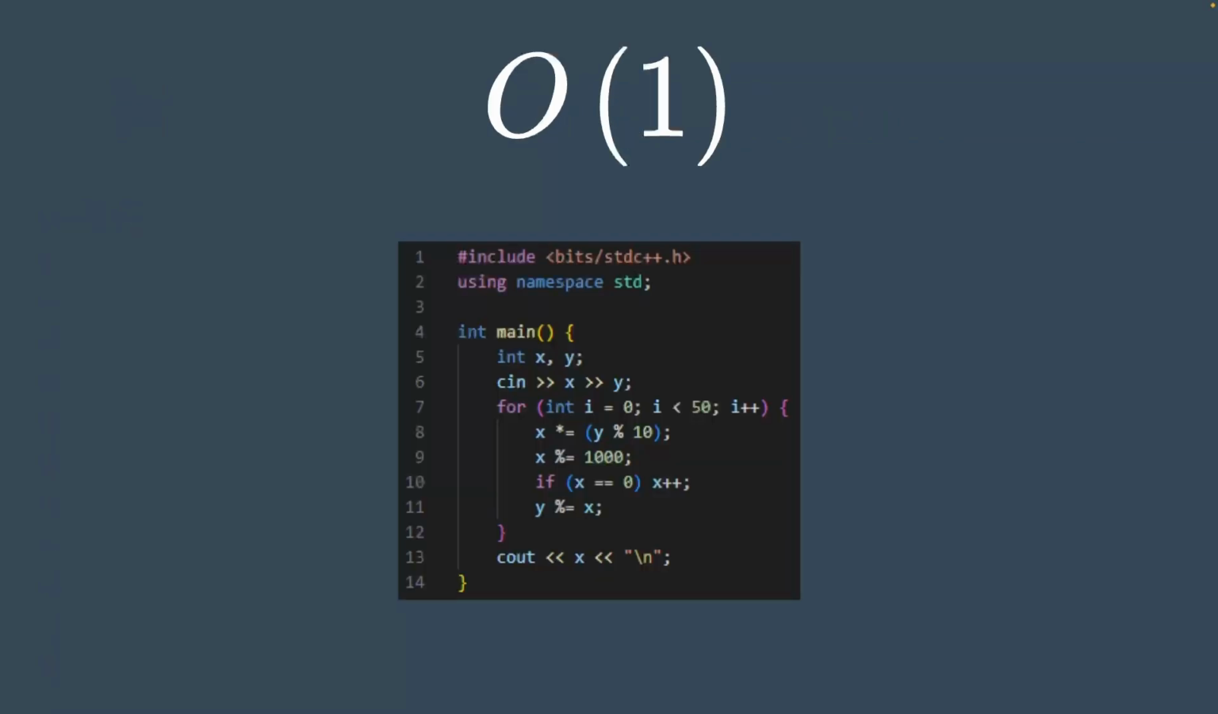Okay, so I've got some examples for each of those common ones, just so you can see what that would look like in actual code. So for constant here, I've just done a bunch of random maths. I don't know what it does. I do have a for loop here. You can see the for loop is doing exactly 50 loops each time, so it doesn't matter how big x and y are, because this doesn't change with the inputs. That's why it's still constant.